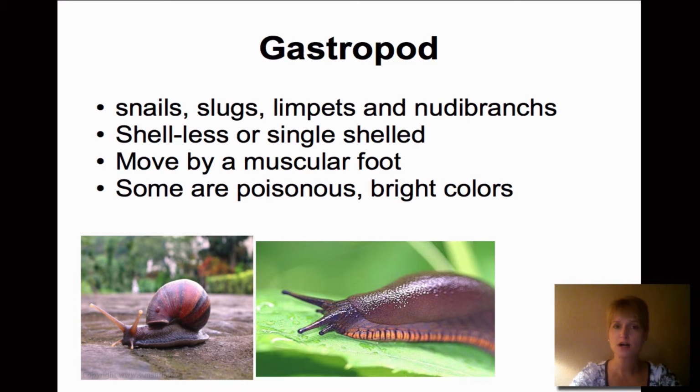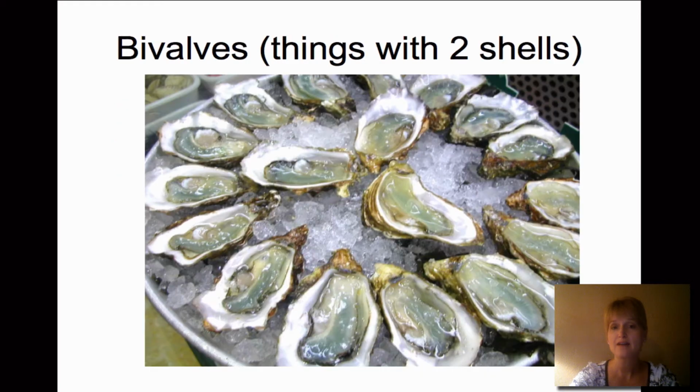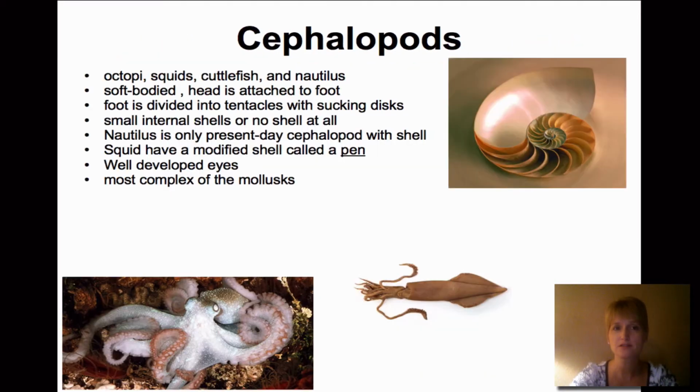So gastropods are the snails, the slugs, the limpets, and the nudibranchs. Bivalves are mollusks that have two shells. And then we have the cephalopods, and these are the octopi and the squids. They have a soft body, and their foot is divided into tentacles. So the cephalopods, we see actual tentacles.